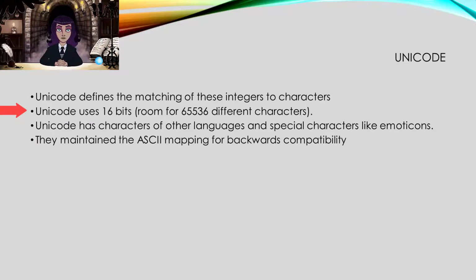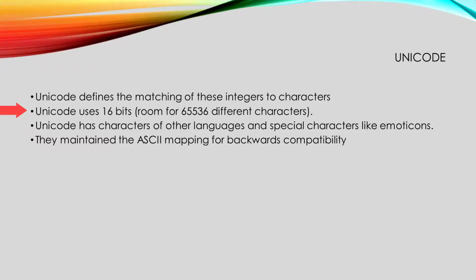Imagine that the mapping used 3-digit numbers. That would have 1,000 values. Double it to 6 digits, and you have 1,000,000 values. So when they doubled the encoding, they went from 256 characters to now space for 65,536 characters. The result is Unicode, and it has mappings for characters from many languages, and even space for mapping of things like emoticons.